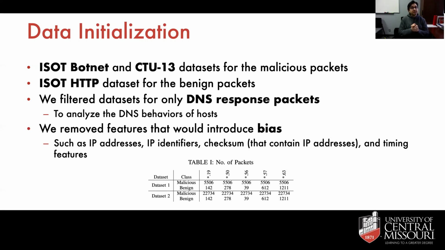Of course, there are several features in the TCP/IP stack which would introduce bias to our results, such as the IP addresses, the IP identifiers, checksum, which also include information such as IP address, and timing features. If we were to include these, GA would have automatically selected them because they are going to be different for every host in the data set. But since we did not want that bias in our results, we made sure that we removed such entries from the data set.